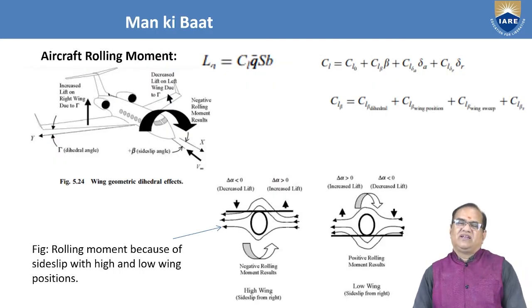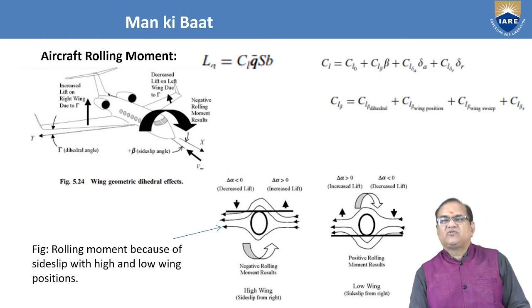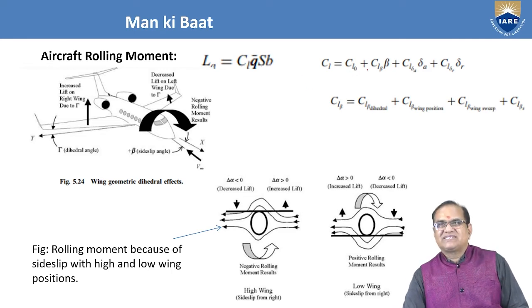So I will discuss some things here. We know that this rolling moment L is equal to CL Q bar S B, where CL is the rolling moment coefficient, Q bar is the dynamic pressure, S is the area, and B is the span of the wing. And this CL is equal to the summation of CL naught plus CL beta into beta plus CL delta A into delta A plus CL delta R into delta R.